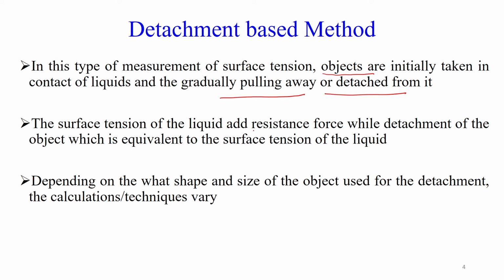The surface tension of a liquid means it has some sort of cohesive or adhesive force at the interface, and that offers a resistance force when we detach that particular object, and that resistance force is equivalent to the surface tension of that particular liquid. Depending on the shape and size of the object being used for the detachment process, we call it either a ring method or the plate method.